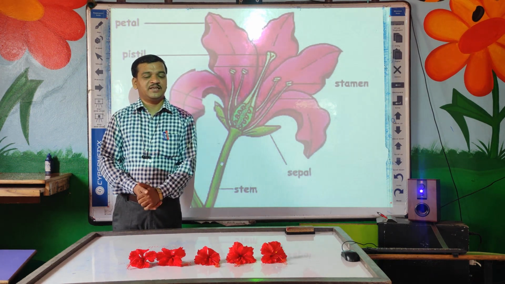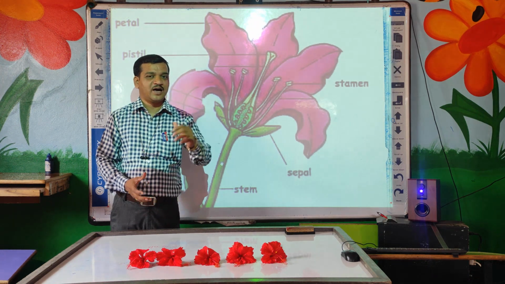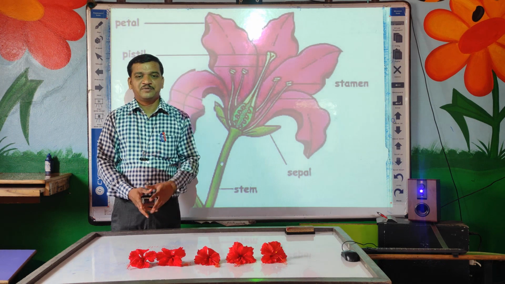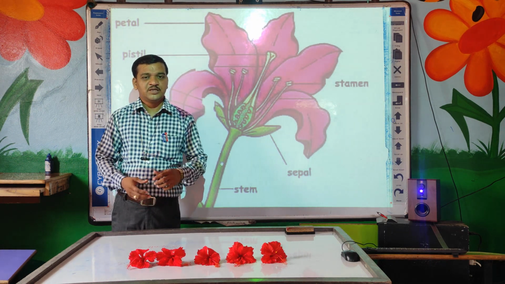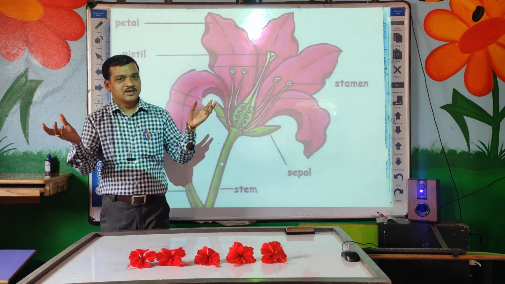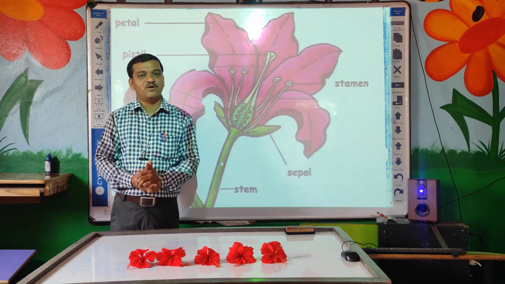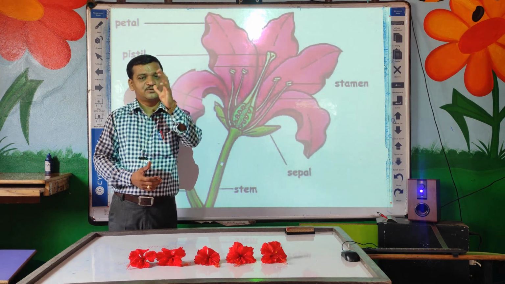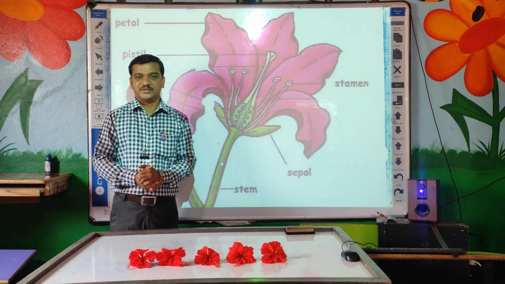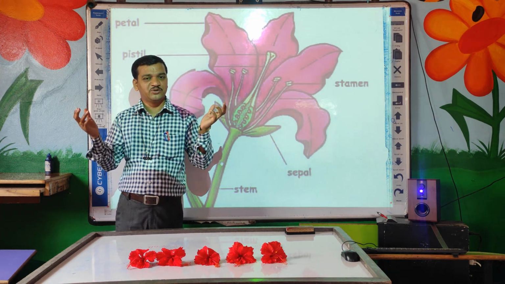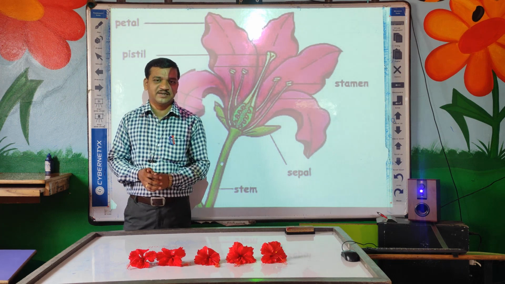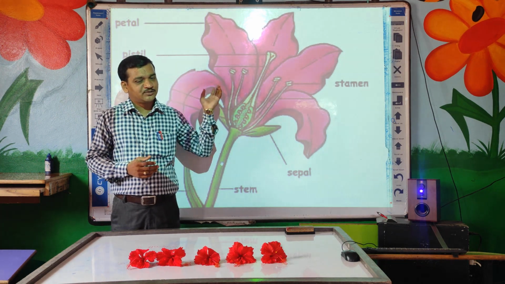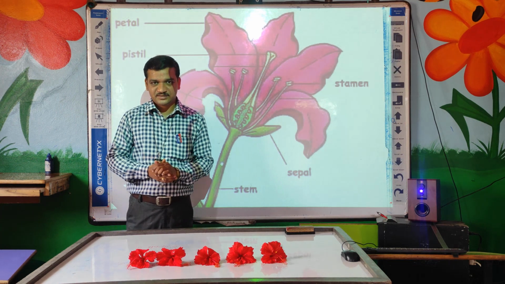Today's activity is about flowers. You know, different types of flowers are there. Whenever you go to the ground, you see so many different colors and varieties of flowers. But do you know this flower also has different parts? Like our human body has different parts, in the same way, the flower also has different parts.